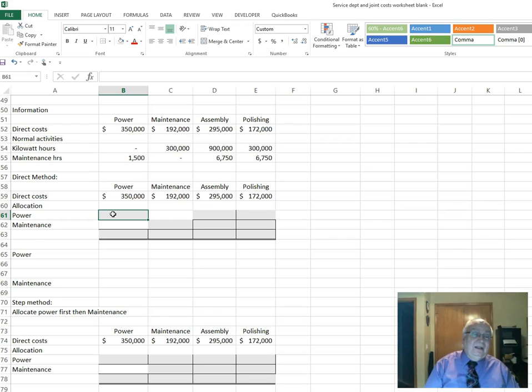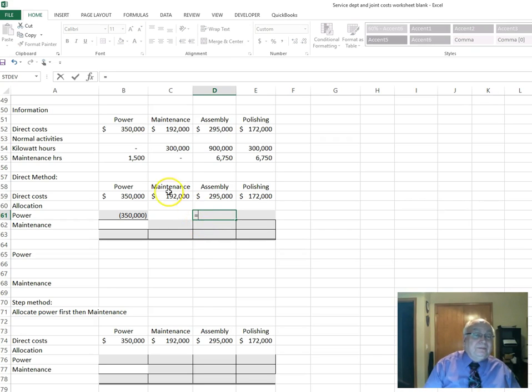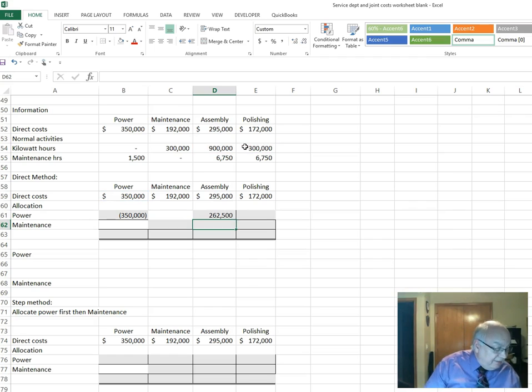The direct method means you take the support departments and allocate them directly into the producing departments, assembly and polishing. So we want to allocate the 350,000. This is equal to the 350 times, okay, power is allocated based on kilowatt hours, so it's the 900,000 divided by the 900,000 plus the 300,000, the absolute value of those. So that gives us 262,500.